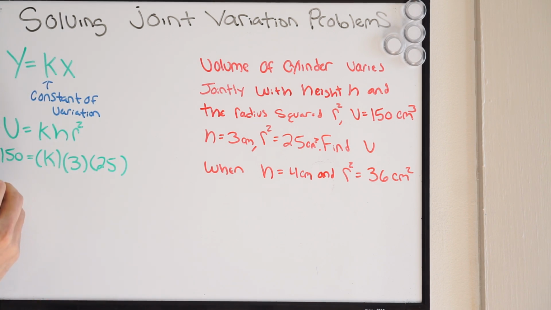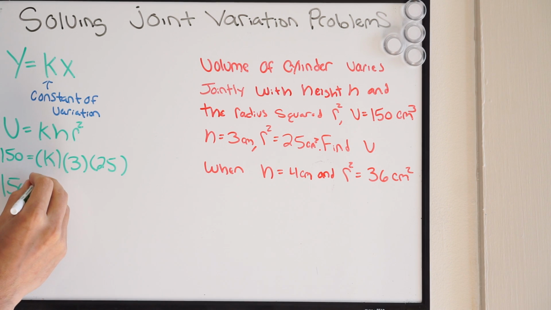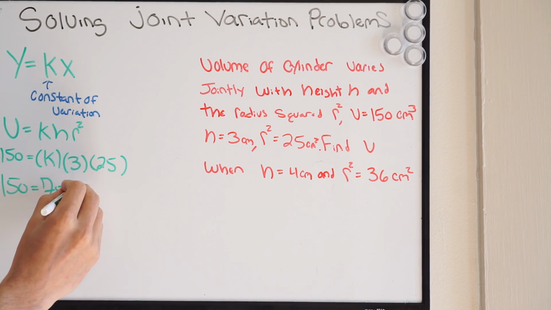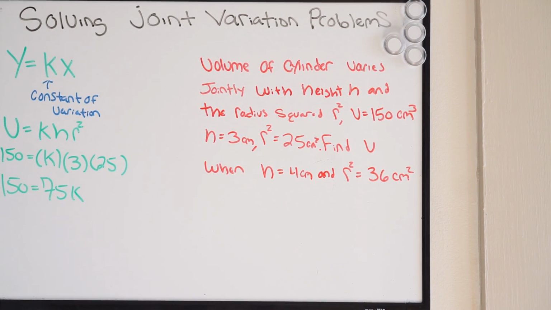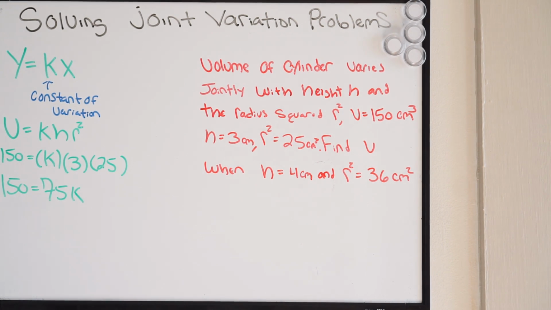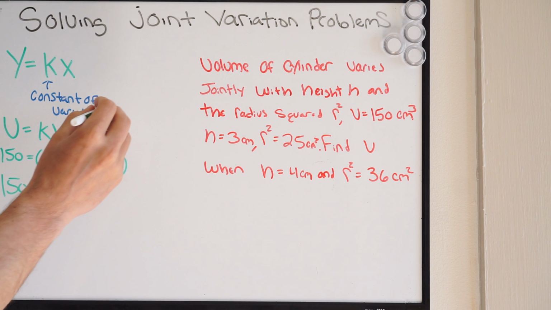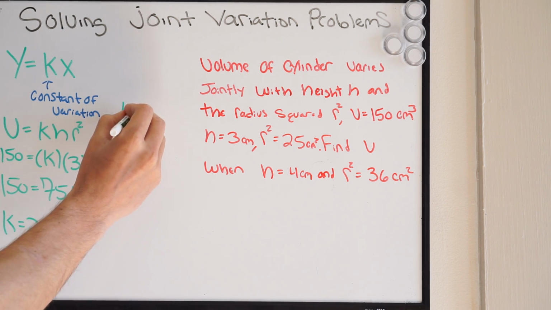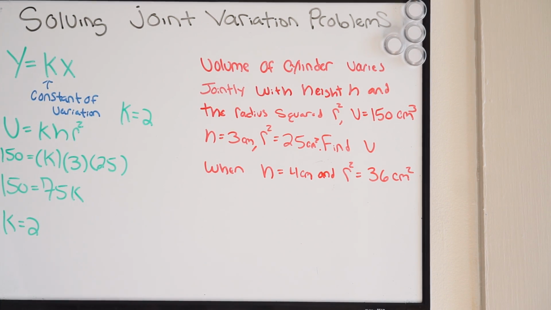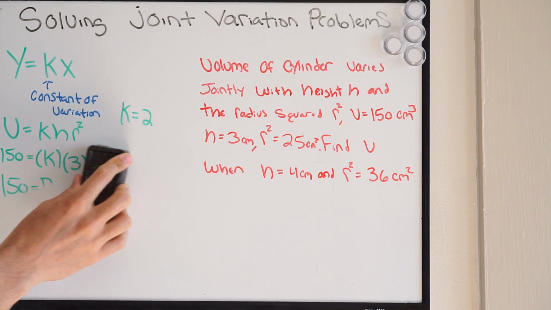Okay, let's keep going. So we have 150 equals 3 times 25, which is 75. Okay. Now we're simply just going to do 150 divided by 75. And that will give us our k value here, which is going to be 2. So k equals 2. Alright, let's record this up here. K equals 2.